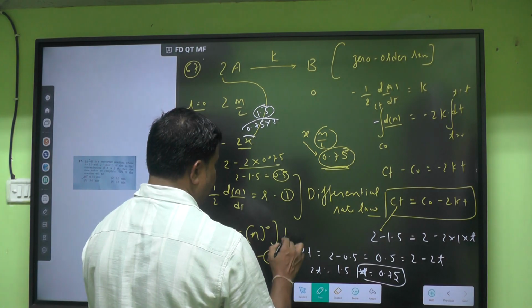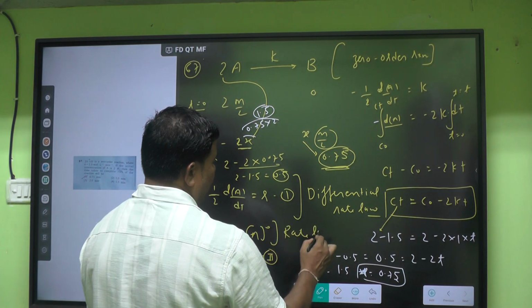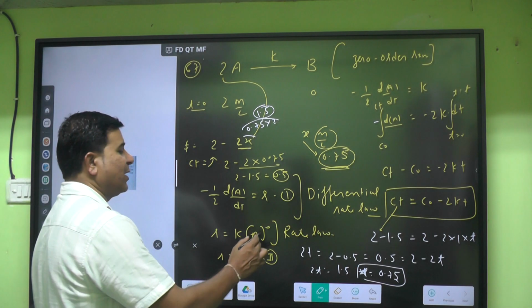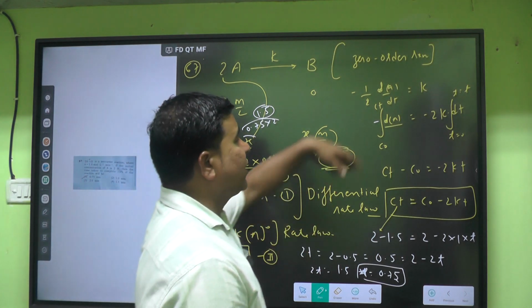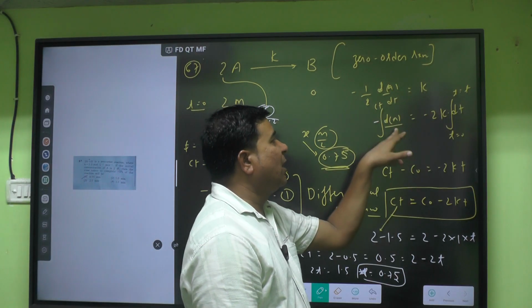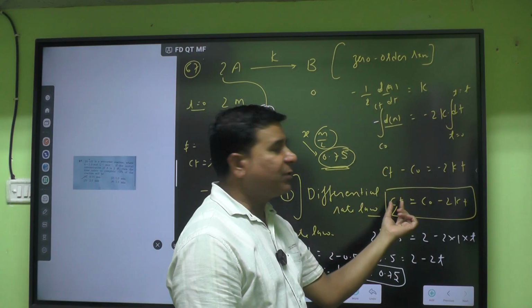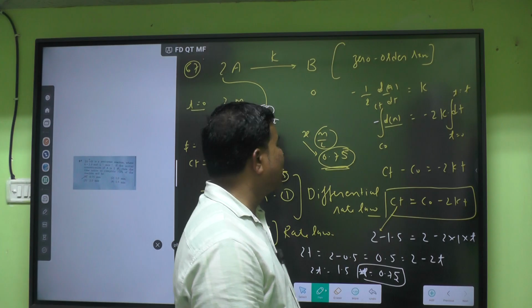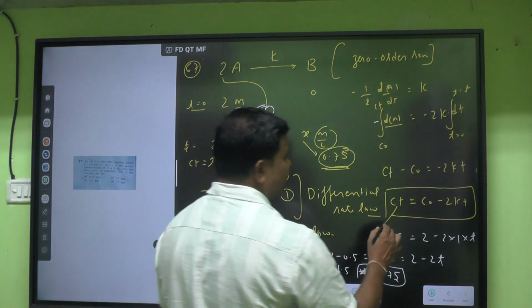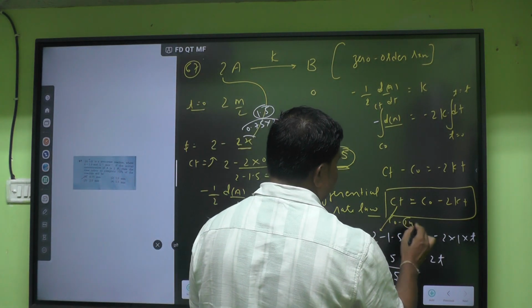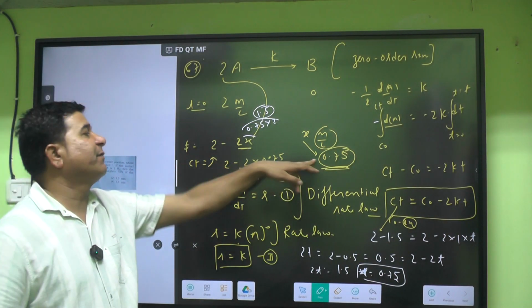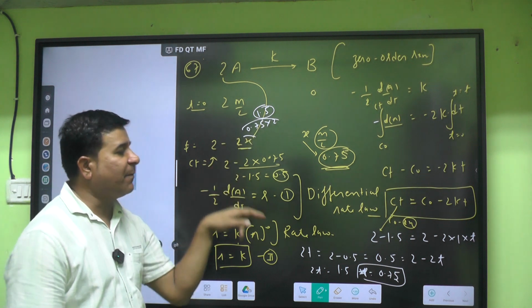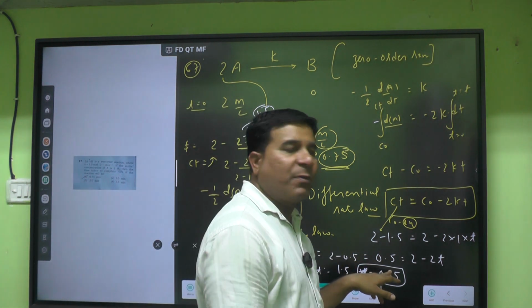According to the rate law, we can write r is equal to k A to the power 0. That's why r is equal to k. Now equating both equations, 1 by 2 dA is equal to this. After integration we get this value. Now Ct is equal to C0 minus 2x. So put the x value for 75% dissociation, that is 0.75, multiplied by 2 gives 1.5. 2 minus 1.5 is 0.5.